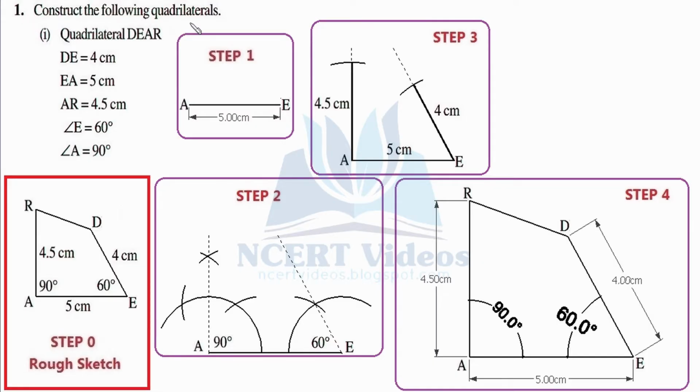Question number 1. Construct the following quadrilaterals. Here we are on first part of exercise 4.4, chapter 4th, mathematics class 8th, practical geometry. We need to construct a quadrilateral whose name should be DEAR.